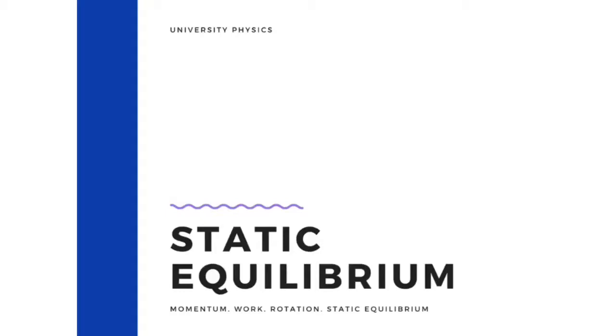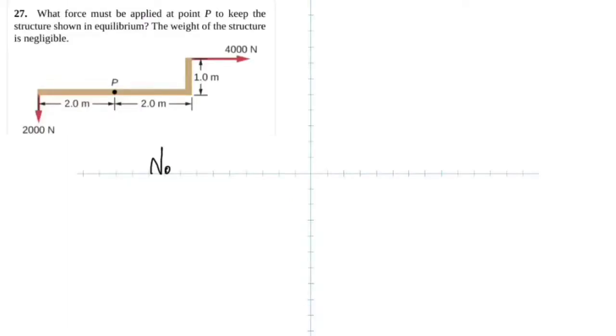Which brings us to static equilibrium. The main idea here is that for static equilibrium, two conditions have to be maintained. One, the net force must be 0. And two, the net torque must be 0. Net force and net torque both have to be 0 for static equilibrium.